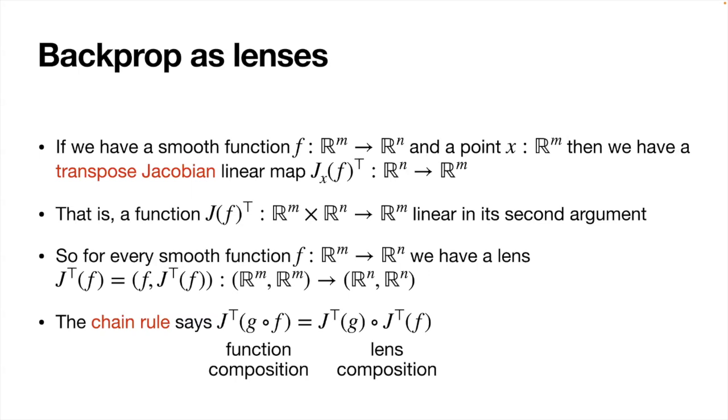So if we have a smooth function, we can get this thing called the transpose Jacobian, which is a linear map that goes in the other direction but has an additional dependency on the forwards input. And the chain rule exactly says that these things are composed by lens composition. And by the way, this is an example of what in category theory is called a functor. It says that we can turn smooth functions into lenses in this kind of structure-respecting way.